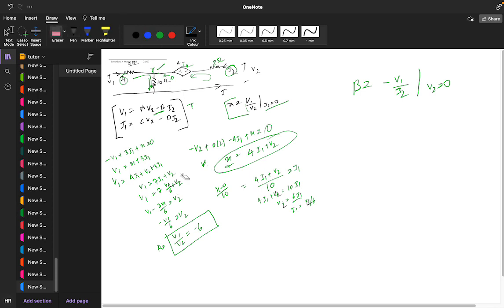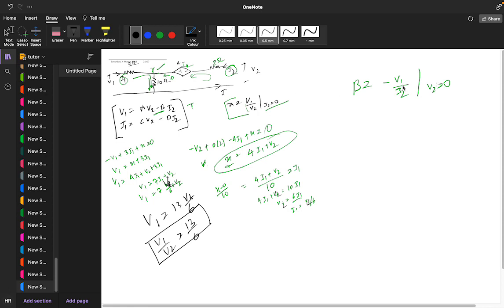Just solve it. Say, Priyanka, what will you get? V2 by 6. So V1 is equal to 13 V2 upon 6. So V1 by V2, we are getting 13 by 6. Okay, nice Priyanka. You had seen this small mistake.